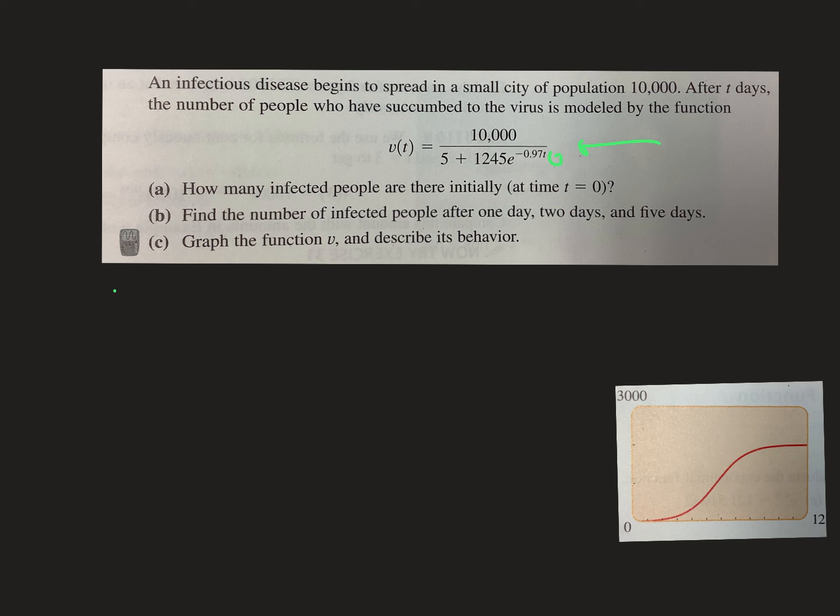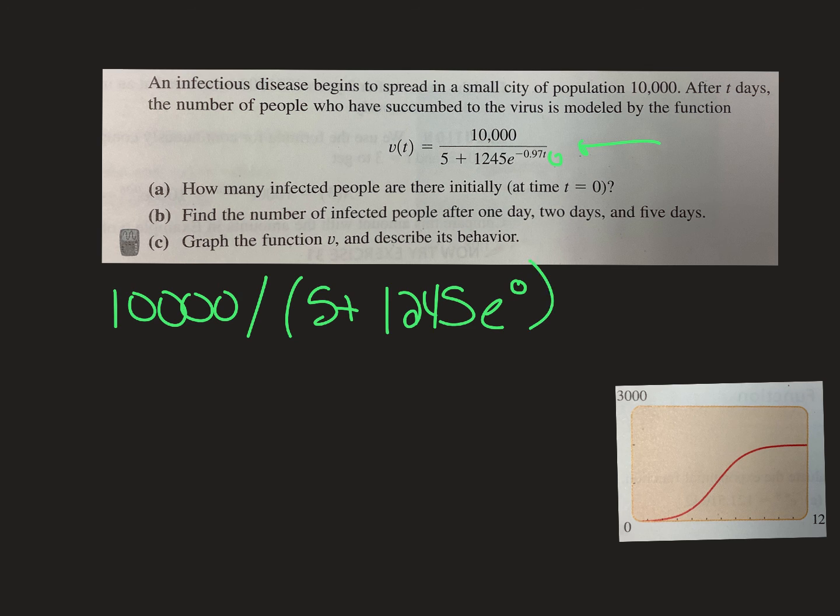straight in the calc. So it looked like on my calculator 10,000 divided by parentheses 5 plus 1245 e, and I'm going to do the negative 0.97 times 0 is 0, which is just 1. So if you punch that in, you're going to get, let's see here, at time 0, it's going to be very close to 8, very close to 8. So I'm going to get 8.